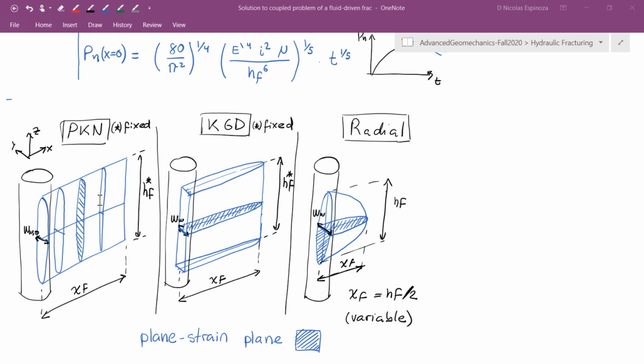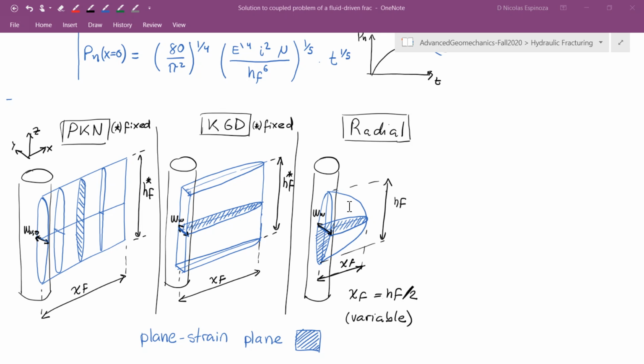So for example, for PKN, we saw that the plane strain was assumed on a plane which is perpendicular to the direction of the fracture, the longest direction of the fracture, this plane over here. In the KGD model, the plane of strain is the plane that goes along the fracture length. And for example, here the width of the fracture is assumed constant as a function of depth for a vertical fracture. And this will give you another solution.